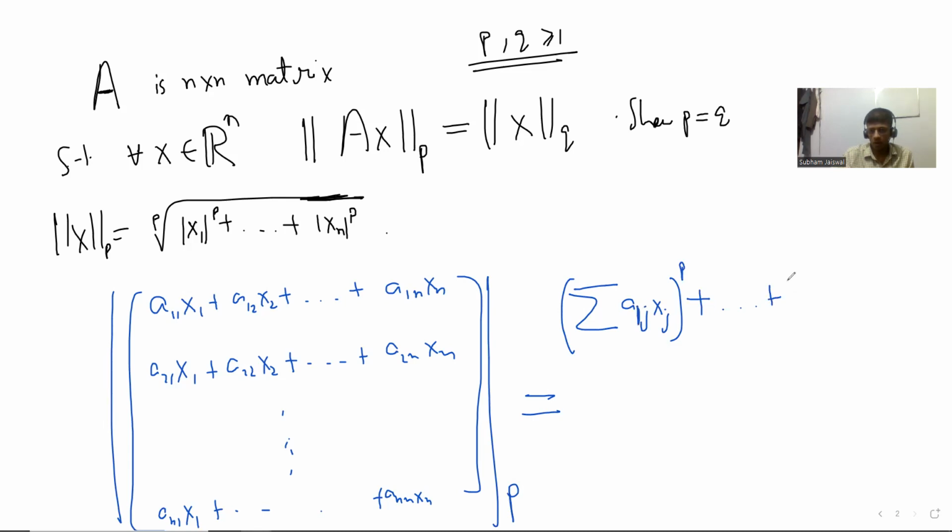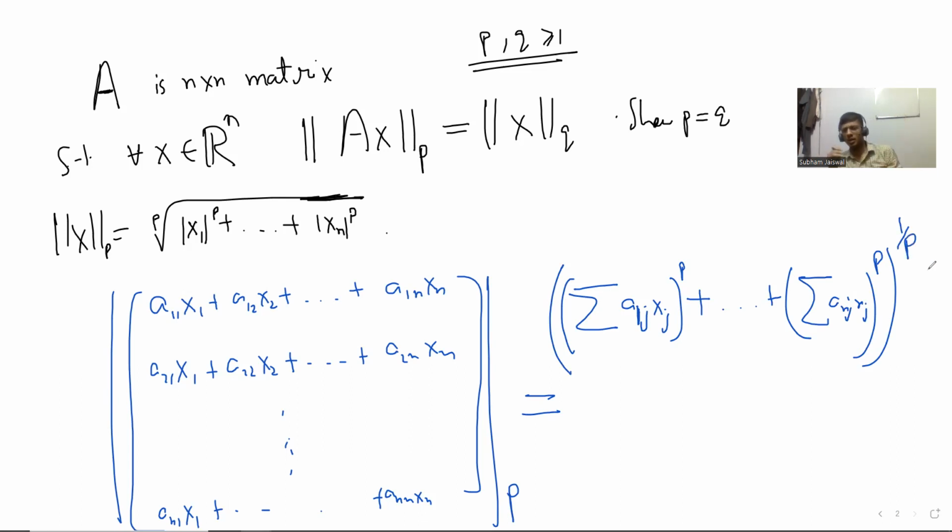Maybe 1 and a_j, to the power p, and then the whole to the power 1 by p. You understand this is the same thing. This is what the p norm is, right? But those are the coordinates.